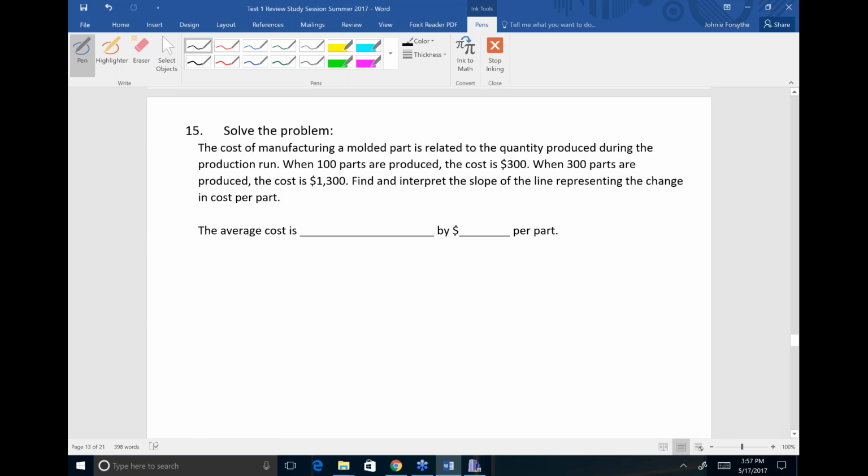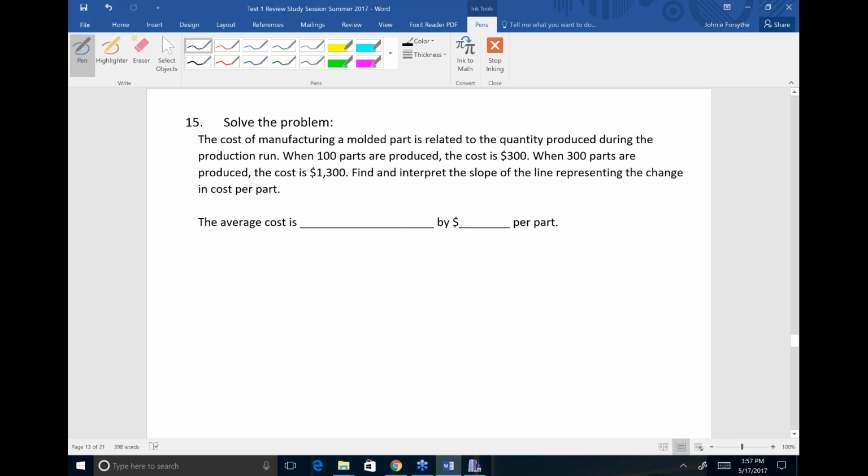Okay, solve the problem. The cost of manufacturing a molded part is related to the quantity produced during the production run. When 100 parts are produced, the cost is $300. When 300 parts are produced, the cost is $1,300. Find and interpret the slope of the line representing the change in cost per part. Okay, so what we're going to do, we're going to remember slope is the same thing as rate of change. Okay, so we're going to express what's happening as ordered pairs. So it's kind of like if you want to graph what was going on.